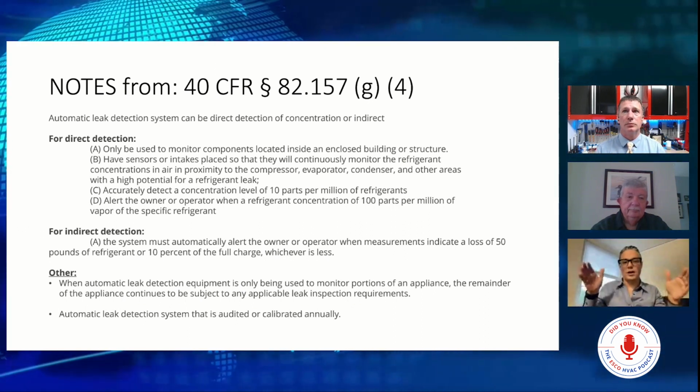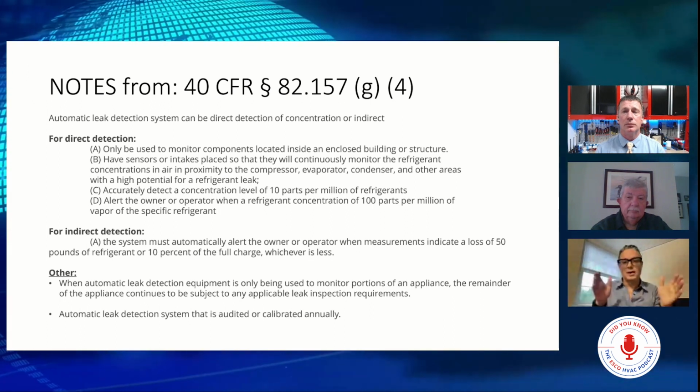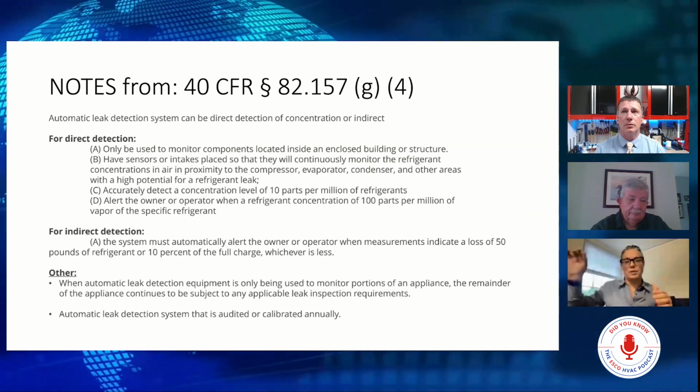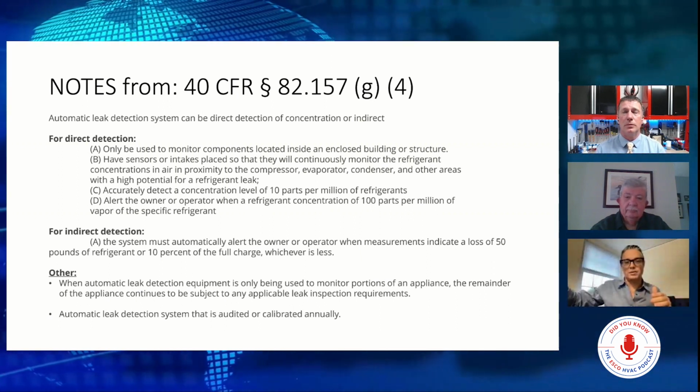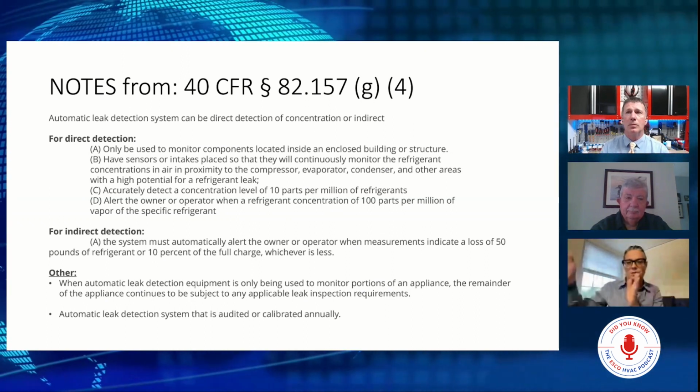You're not covering an area with a direct detection, which is termed sniffer technology. Then the rule of manually checking the area for leaks still applies. And it's a little different between direct and indirect.